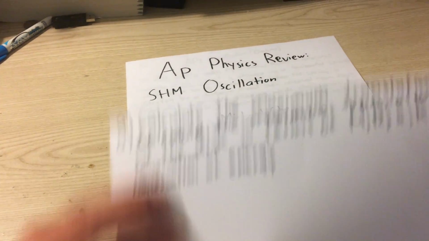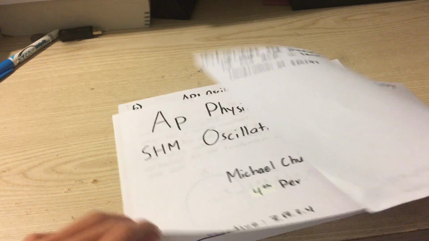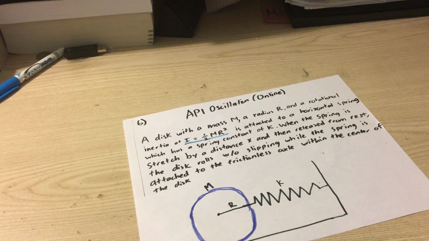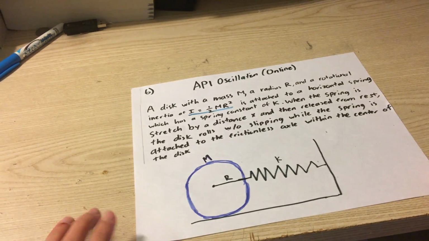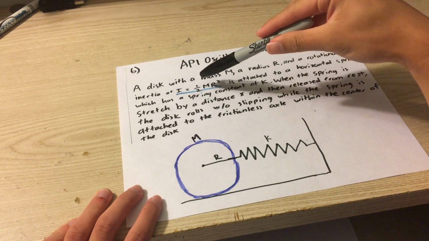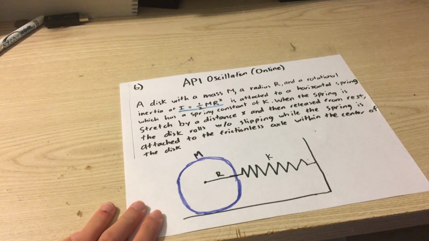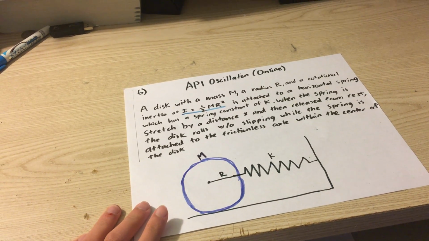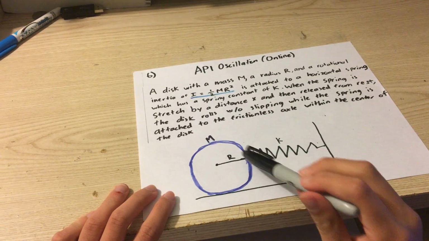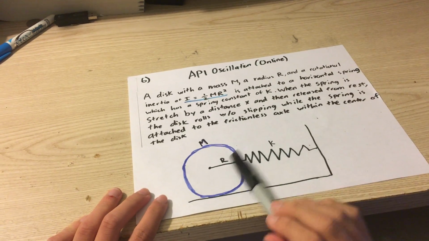So for my question, I got it off of AP1 Oscillation, which is an online PDF. The question says, a disk with a mass m, a radius r, and a rotational inertia of I equals 1/2 mr squared is attached to a horizontal spring which has a spring constant of k. When the spring is stretched by a distance x and then released from rest, the disc rolls without slipping while the spring is attached to the frictionless axle at the center of the disc.